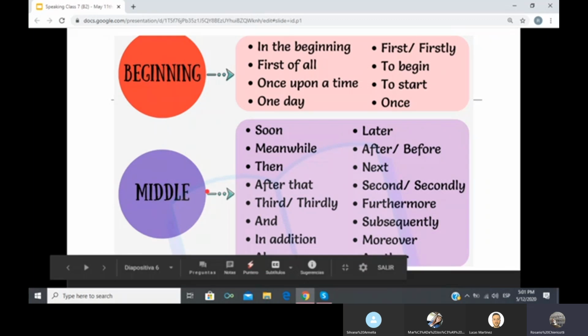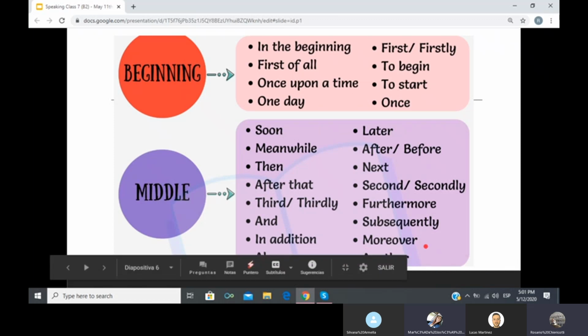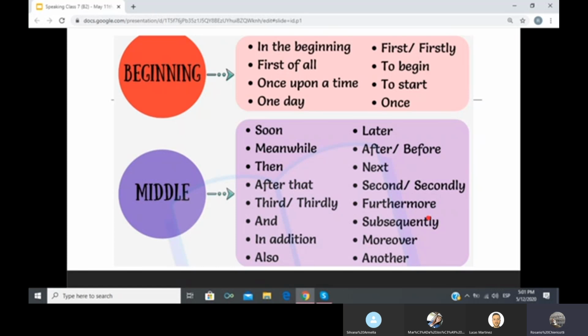What about when we are retelling the middle of the story? Who can read some of these, please? Soon, then, after that, third or thirdly, and in addition, also, later, next, another, second, subsequently, furthermore. Very good.